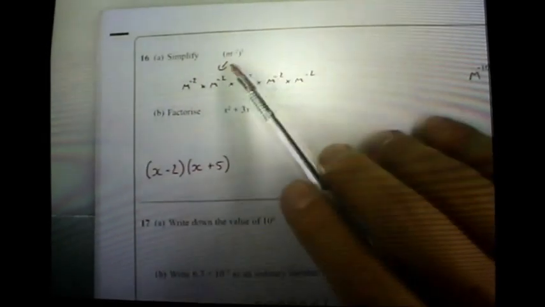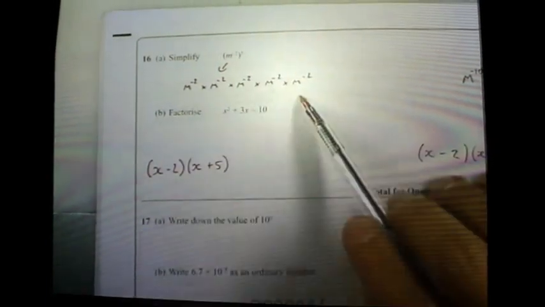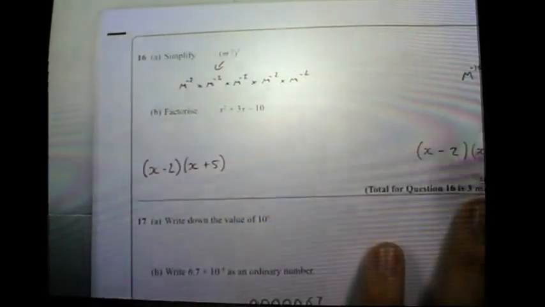Next question, simplify m to the minus 2, all to the power 5. You write it out like that, and if it's ever like that, you add the index numbers, so that's why it's m to the power 10.